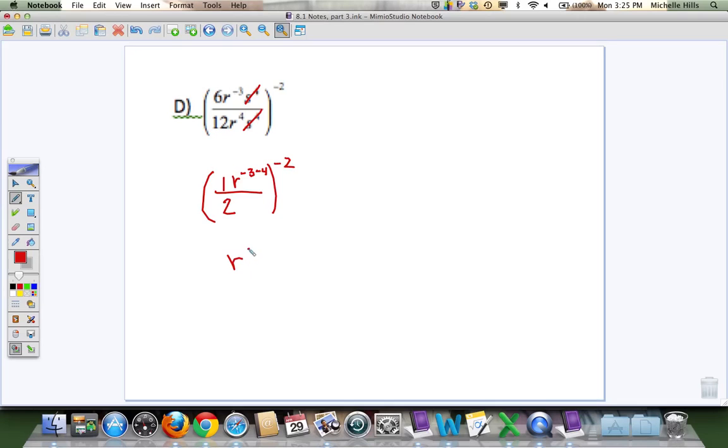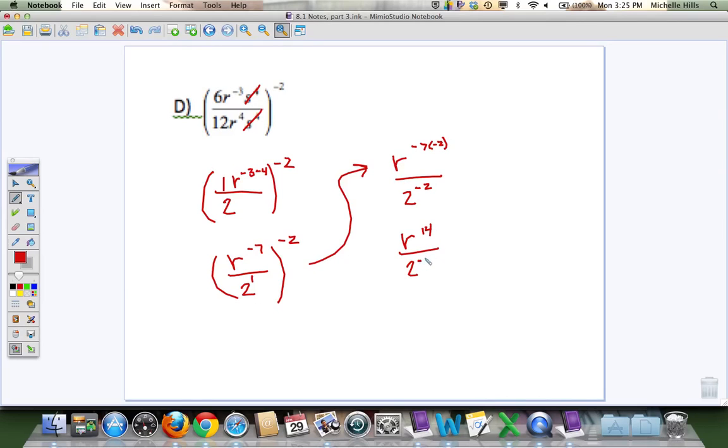So I end up with r to the negative 7th over 2, and then this whole thing is raised to the negative 2 power. When I raise a power to another power, I multiply the exponents, which we did in part 2 of the notes. So r to the negative 7 times negative 2 over 2 to the negative 2 power, because the exponent here was 1 to begin with. That gives me r to the 14th over 2 to the negative 2.